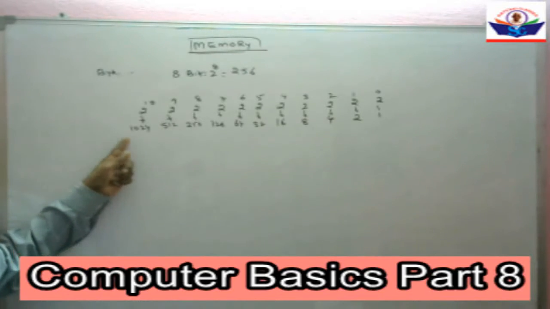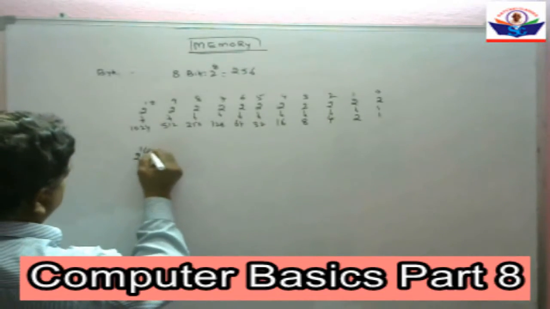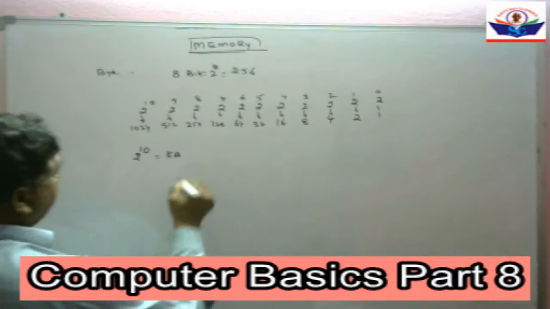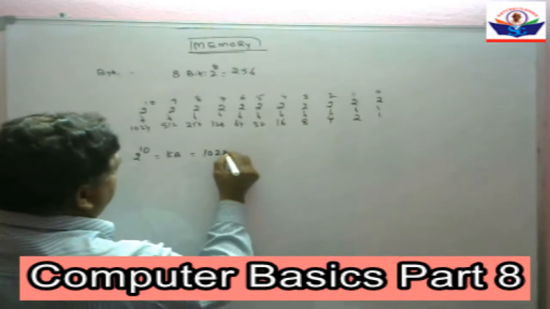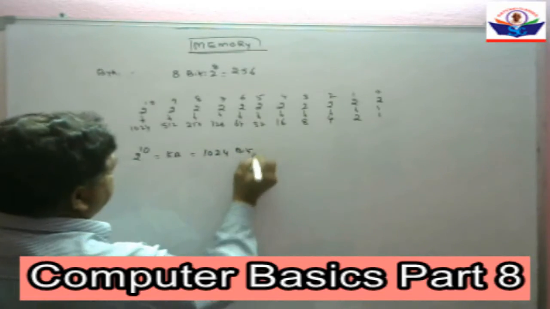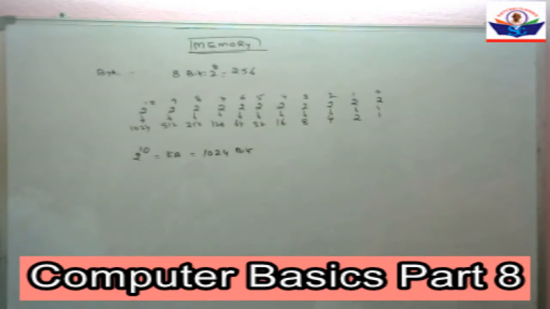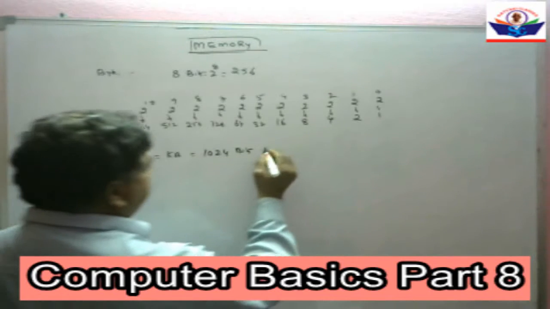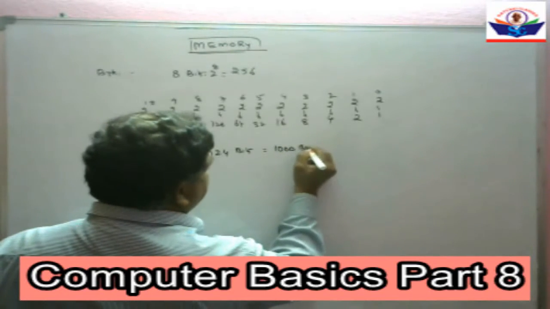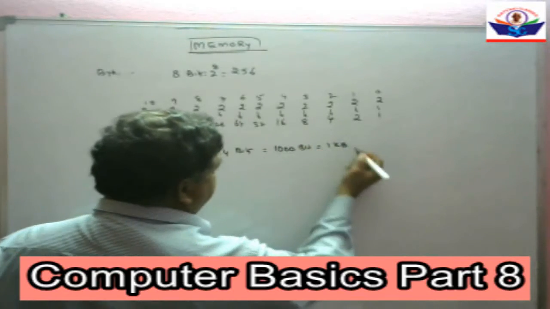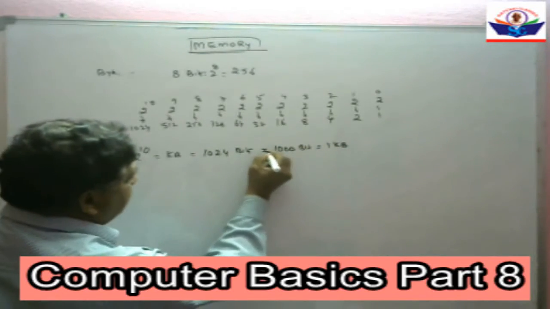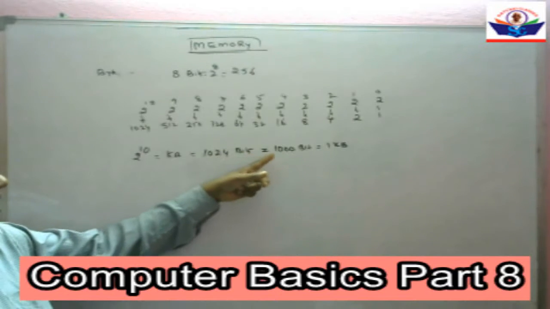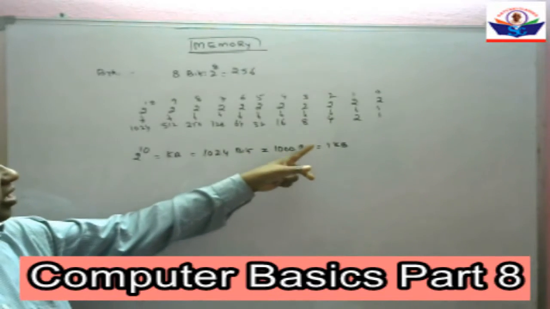2 to the power of 10, which is 1024, is called a kilobyte. It is approximately equal to 1000, so 1000 is taken as 1 KB. In computers, 1024 is taken as 1000, okay, that is 1 KB.